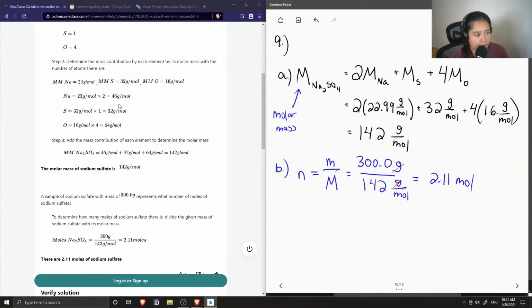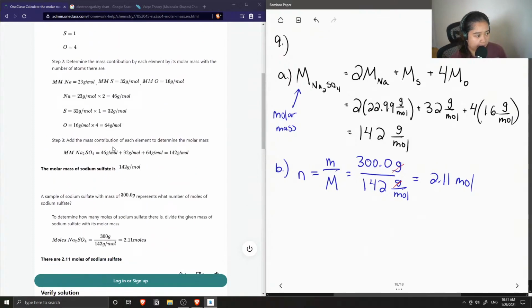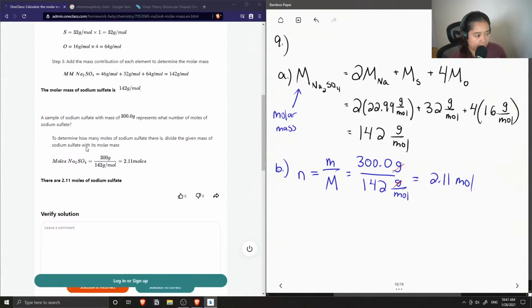23 times 2 is 46. 32 times 1 is 32. 16 times 4 is 64. Step 3, add the mass contribution of each element to determine the molar mass. So 46 plus 32 plus 64 is 142. So they did it in multiple steps. I just fit all of mine on one line. But if you like to show all the different steps, then you still get the same answer, which is good.